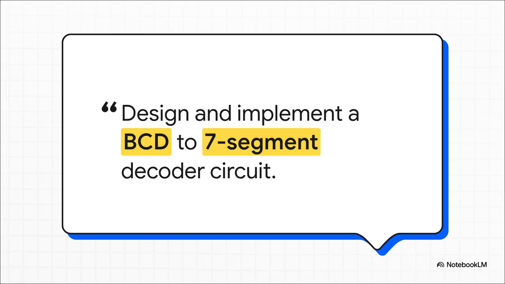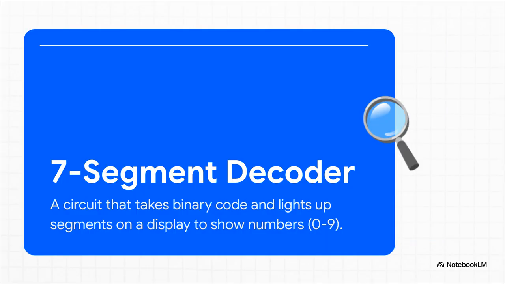The goal is to design a decoder for a 7-segment display. You know those displays, right? The ones made of 7 little bars that can light up to form any number from 0 to 9? Well, this circuit is the brain behind them. It takes a number in binary code from the computer, and it figures out exactly which of those 7 little segments to light up to show you a number that you can actually read.